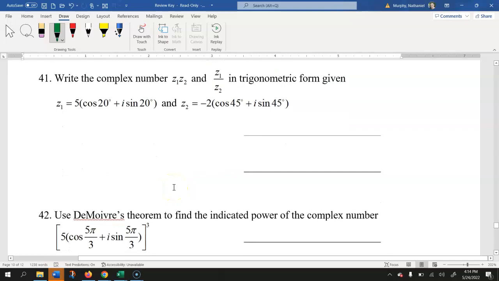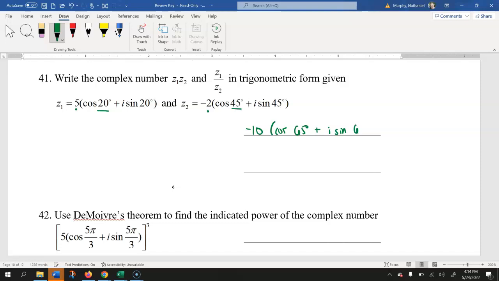All right, so this one we're going to be multiplying these two vectors and dividing these two vectors. Remember, when you're multiplying, you start by multiplying the r values. So we're going to take 5 times -2, which is -10, times the cosine. Then we're going to add our thetas together. So 20 plus 45 would be 65 degrees. Remember, when you're multiplying two vectors, you multiply the r values, but you add the thetas.